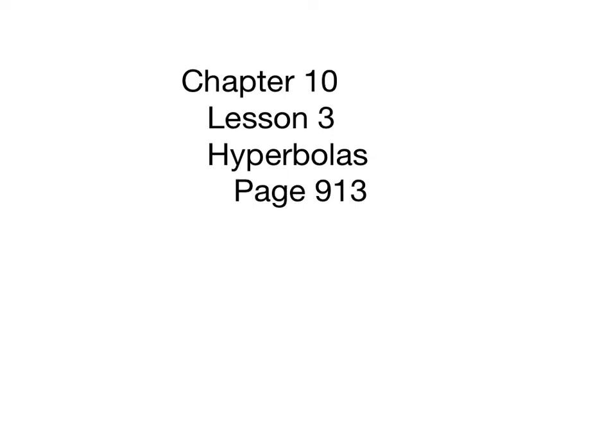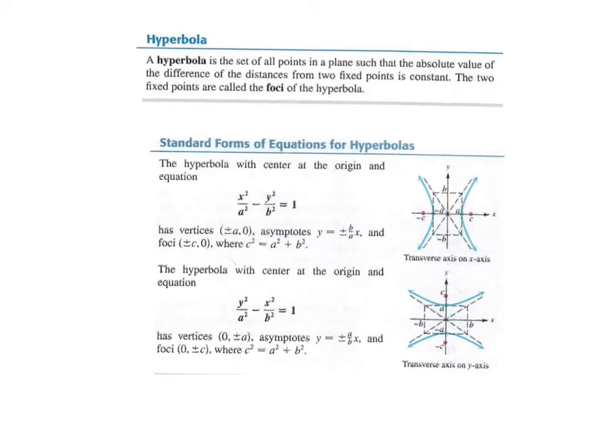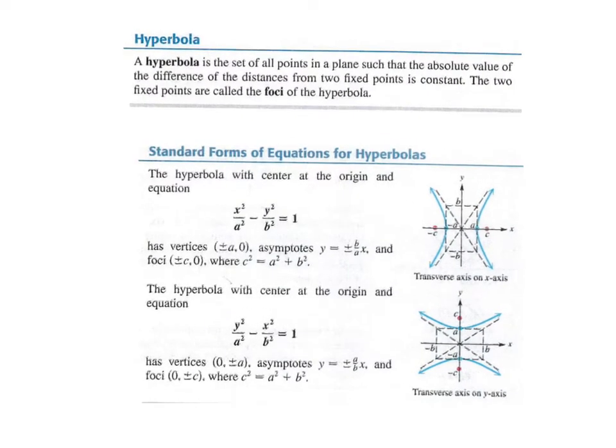Okay, so today we are going to start lesson 3, and today we're going to talk about hyperbolas. Now, I'm going to show you some key differences between this standard form and the ellipse standard form. The first key difference is this standard form has a subtraction sign, where the ellipse has a plus sign.